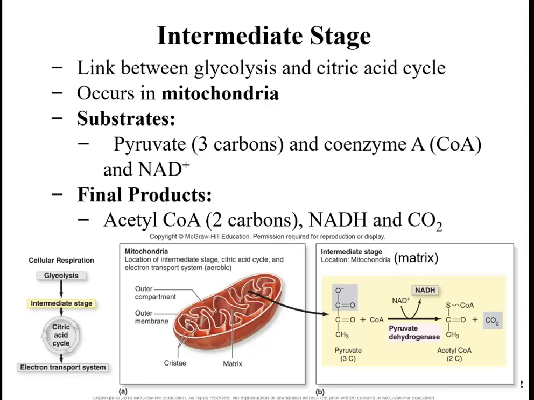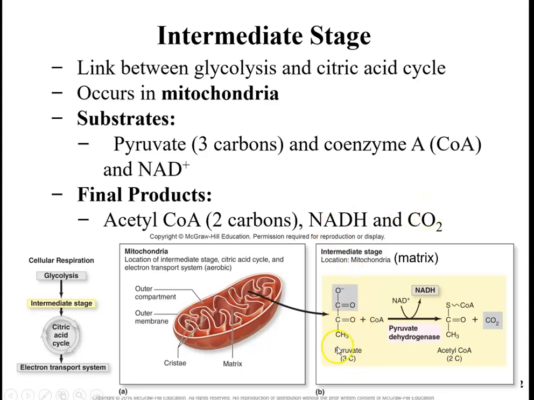Okay, the intermediate stage. This is the link between glycolysis and the citric acid cycle. It occurs in the mitochondria, and the substrates are pyruvate, right? Those 2 pyruvate from glycolysis, and coenzyme A and NAD. The final products are acetyl-CoA, which has 2 carbons, NADH, right, an electron carrier that goes onto the electron transport chain, and carbon dioxide, a waste product.